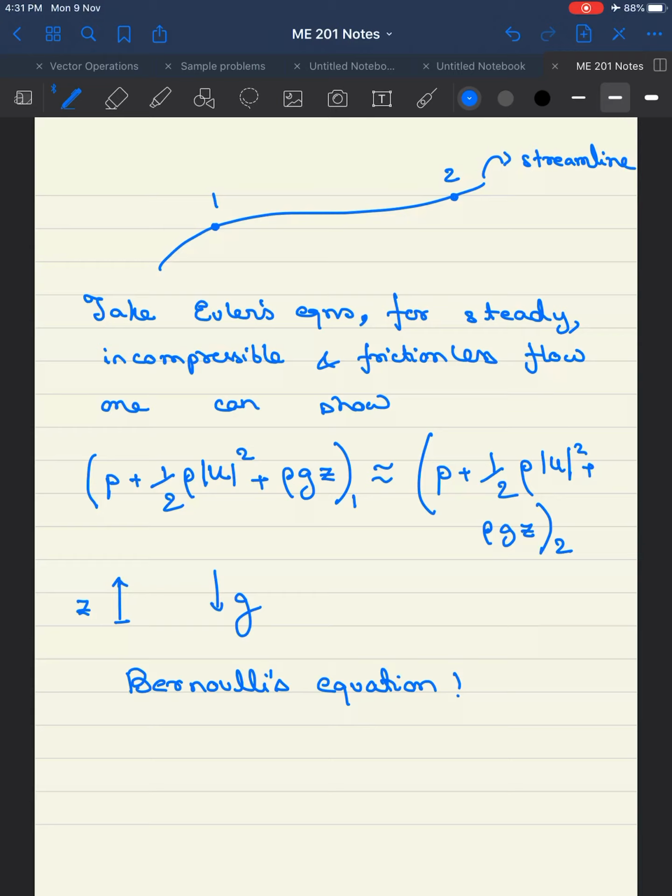We'll come to that when we start looking at irrotational flows. Sorry, somehow the word was just escaping me.